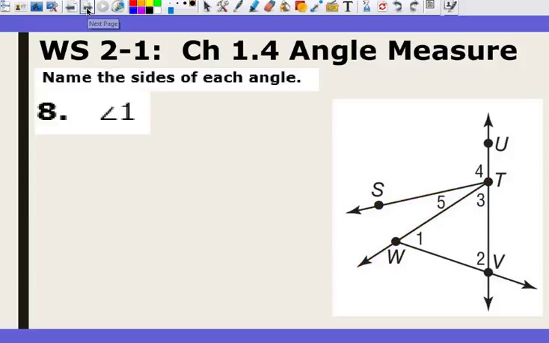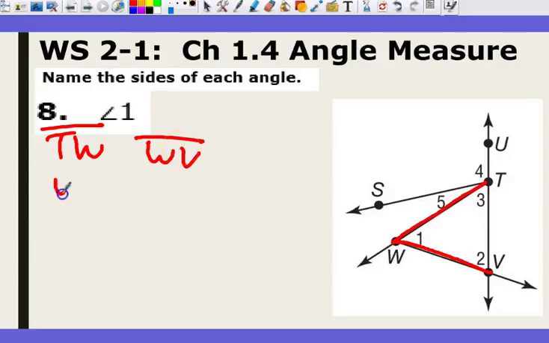Next. Angle number 1. Here's angle number 1. Here. Down. What's the sides of the angle? We have sides TW and WV. You could have also said WT and VW. Okay? Ready to move on?